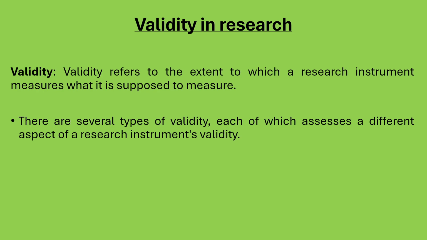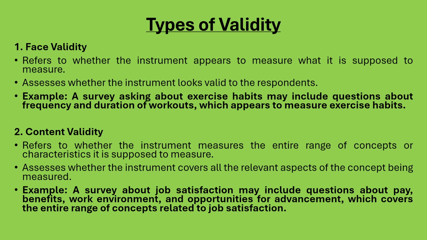In this session, we'll talk about what you understand by validity. So what is validity all about? Validity refers to the extent to which a research instrument measures what it is supposed to measure. There are several types of validity, each of which assesses a different aspect of a research instrument's validity. Now let us talk about the various types of validity one by one.